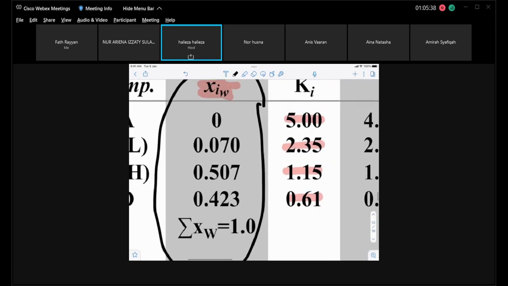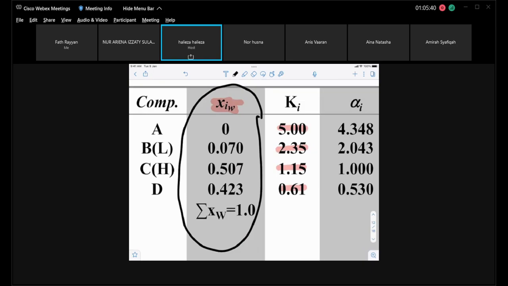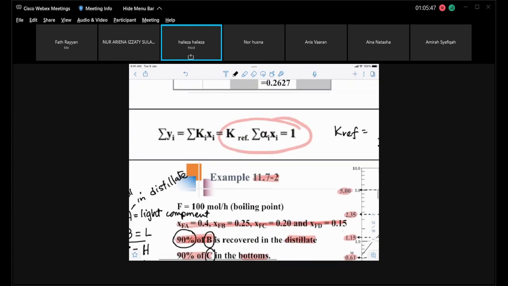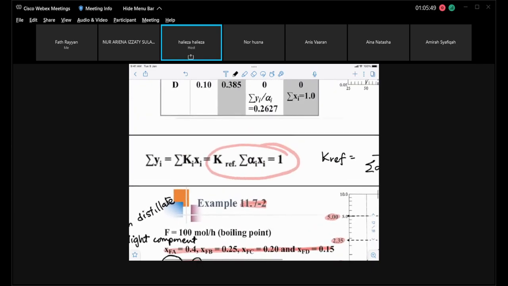So this is the bottom product composition. Using that composition, I will use the equation here, that equation there, to get my boiling point. Okay? To get my boiling point. So the x here is my bottom composition.